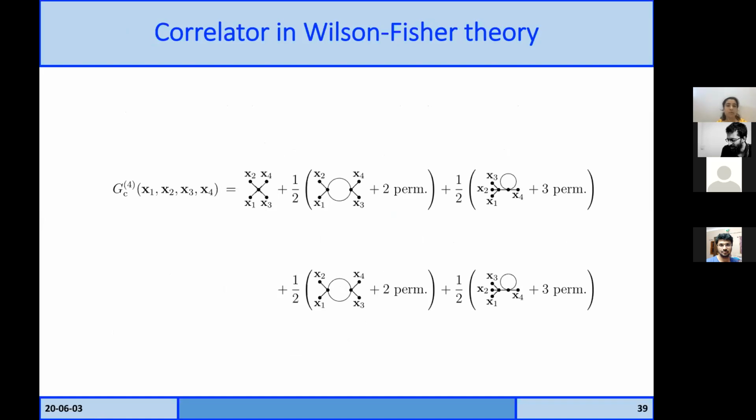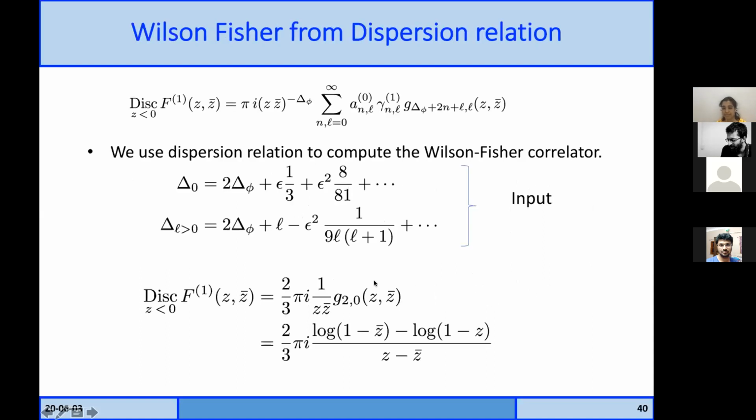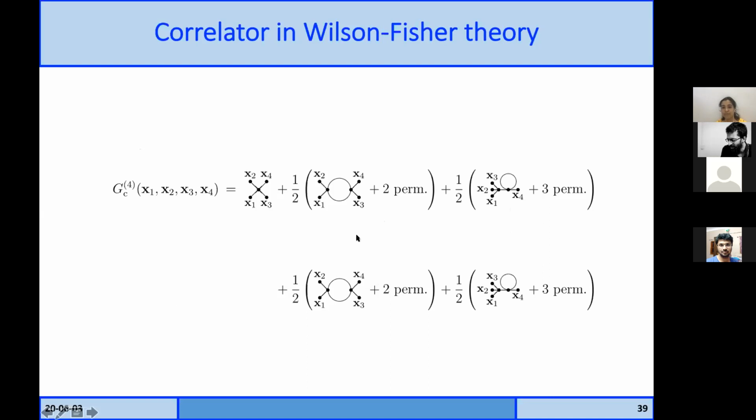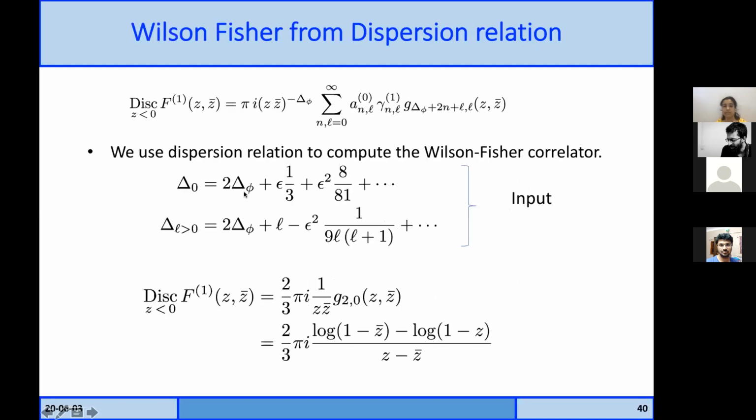Let's apply this to compute the correlation function in Wilson-Fisher theory. So this is the 4-point correlator. This is the first order G term, which is basically the contact diagram, and the next two diagrams are the order G square term. This is a typo. So now we'll see how to compute this order G diagram from the dispersion relation.